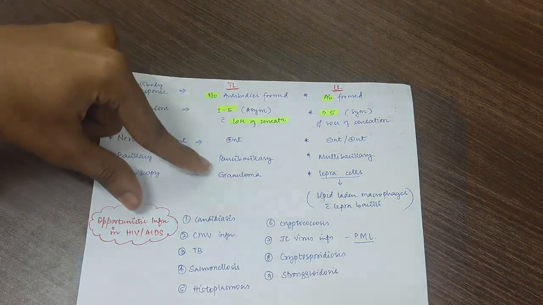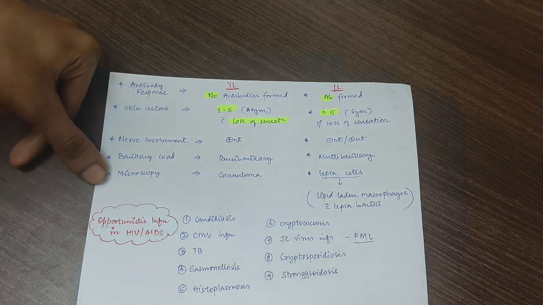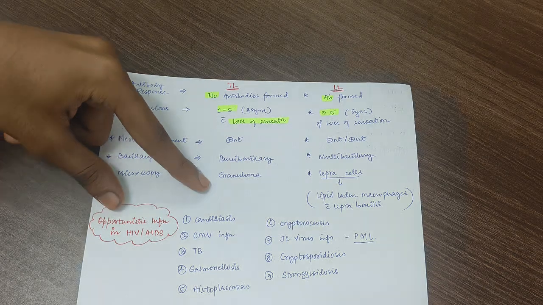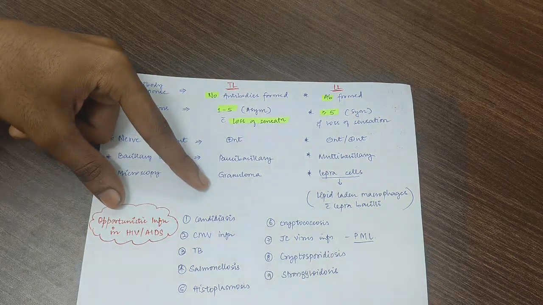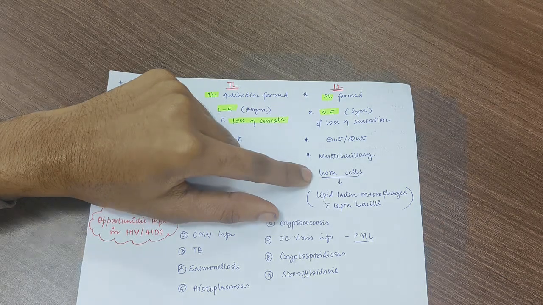Next, bacillary load. It is called paucibacillary. It is called multibacillary in lepromatous. Microscopy: in tuberculoid, there is TB-like infection most probably suspected, and you are going to see granuloma there. Whereas in case of lepromatous, you are going to see the lepra cells. What are these lepra cells?